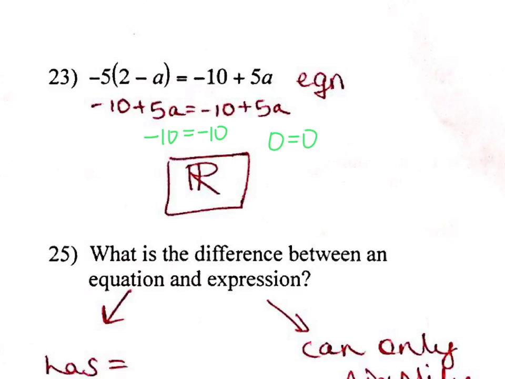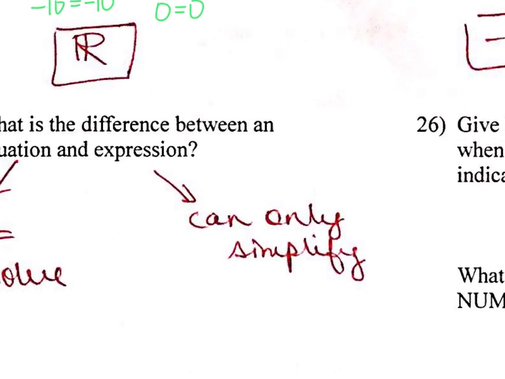And remember, instead of writing true, we need to write all real numbers. So just keep that in mind. Tomorrow, I don't want to see true on your test. I want it to say all real numbers. We already went over 24.